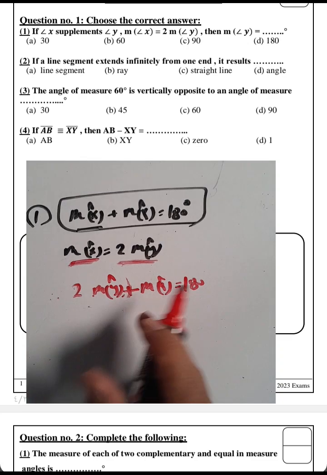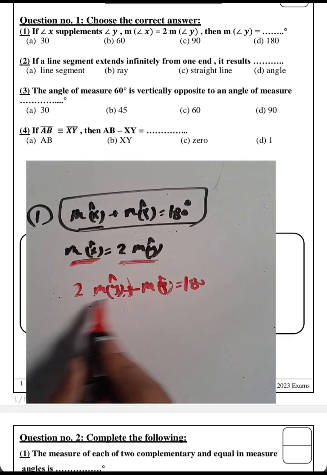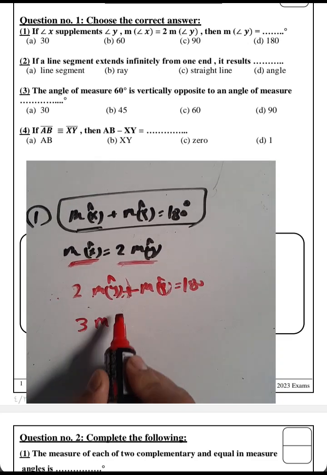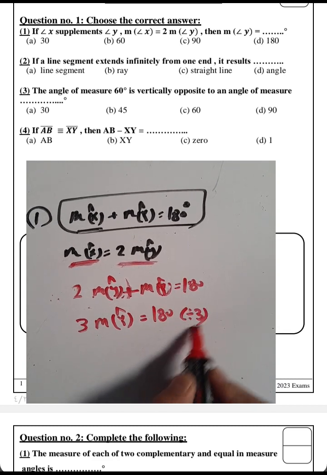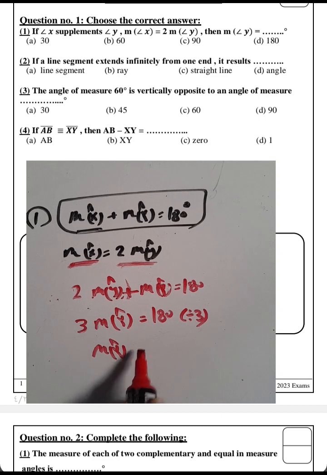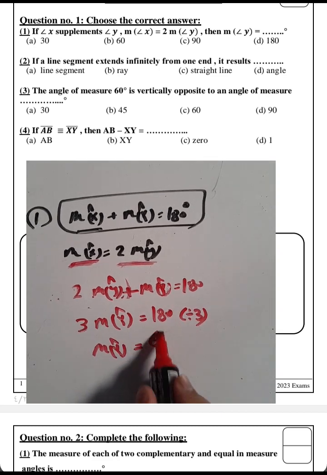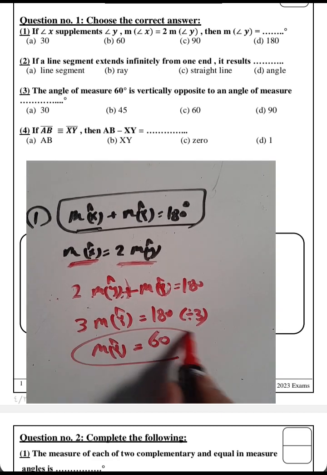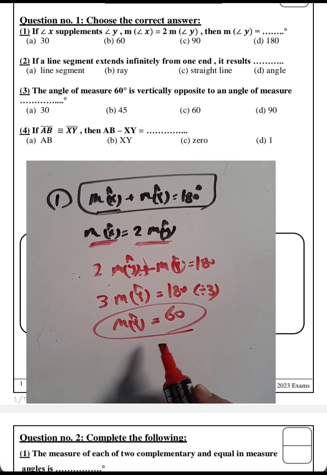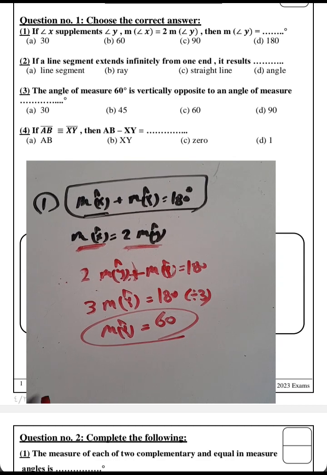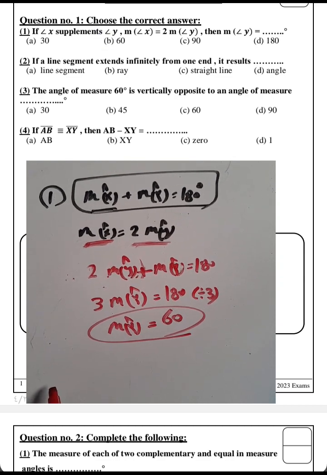We can add them. 2 plus 1 equals 3, then 3 multiplied by the measure of angle y equals 180, and then we can divide it by 3. Then the measure of angle y will be 180 divided by 3 equals 60. It's the measure of angle y. Okay, then y will be 60 degrees. Choose letter B. Question number 2.